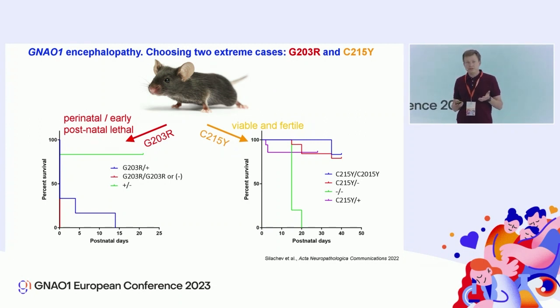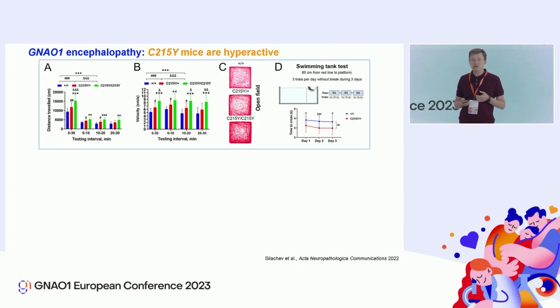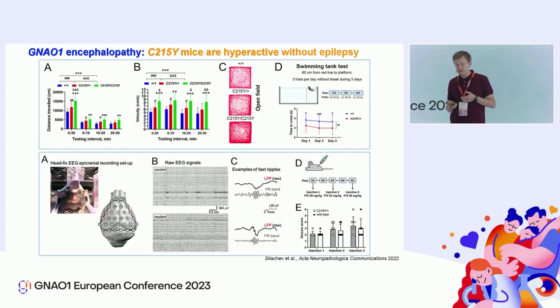So with this fact, we wanted to model a disease mutation which is mild. We want to go to the other extreme. So we modeled C215Y, which was discussed earlier today, and these mice are viable and fertile, which allowed us to characterize them at the level of their epilepsy, which they do not have, as the patients do not have, and at the level of the motor activity. In multiple assays, we see that these mice are hyperkinetic, hypermotile.